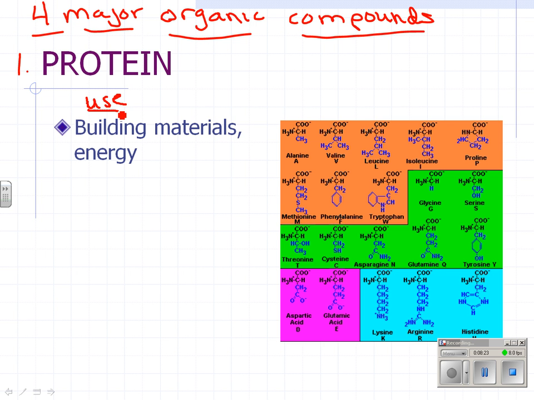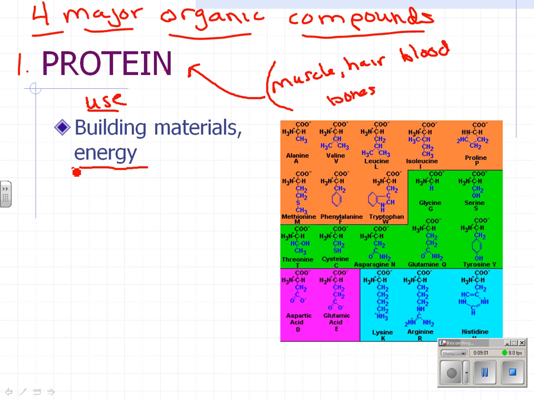If you think about a living thing, and we talk about the stuff it's made of, muscle, hair, blood, bones, all those, their structure is protein. When you are lifting weights for football and you want to get your muscles bigger, you eat protein. You will also use protein for energy. We'll talk about that a little bit later on when we talk about digestion.